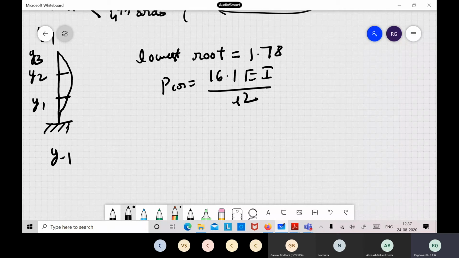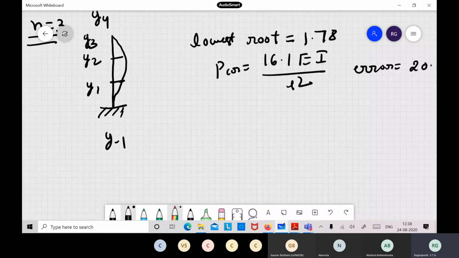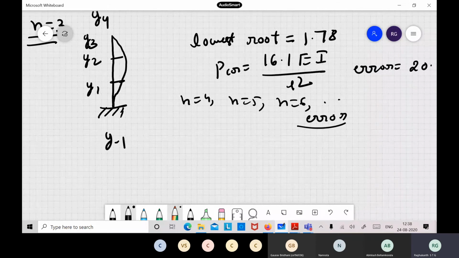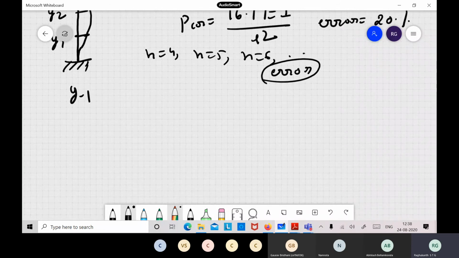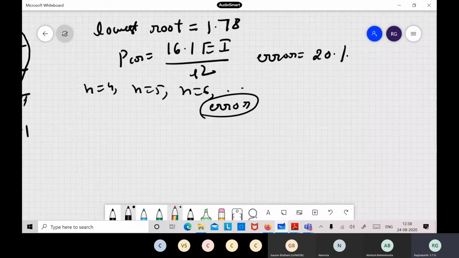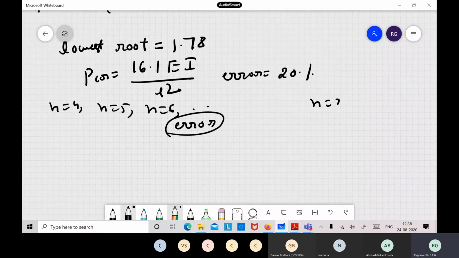If you try to compare, the error becomes 20%, but still 20% is too high. So now you can solve for n equal to 4, then n equal to 5, then n equal to 6, and then you can plot how the error decreases. In the finite difference approach, see how the error is going to decrease. For n equal to 2, the error was 40%. Now when n is equal to 3, the error became 20% for a fourth order ODE.